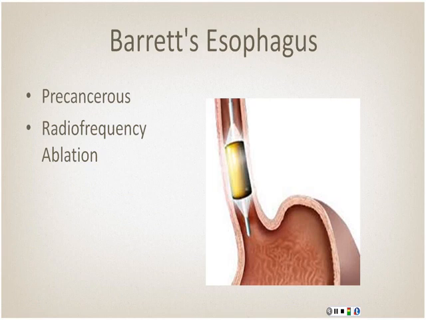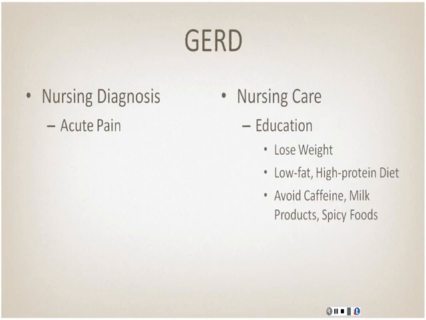Complications of GERD include esophagitis, Barrett's esophagus, which is precancerous, esophageal cancer, bronchospasms, laryngospasms, and then aspiration pneumonia as well. Ablation is a technique in which the tissue is exposed to heat energy and is destroyed.